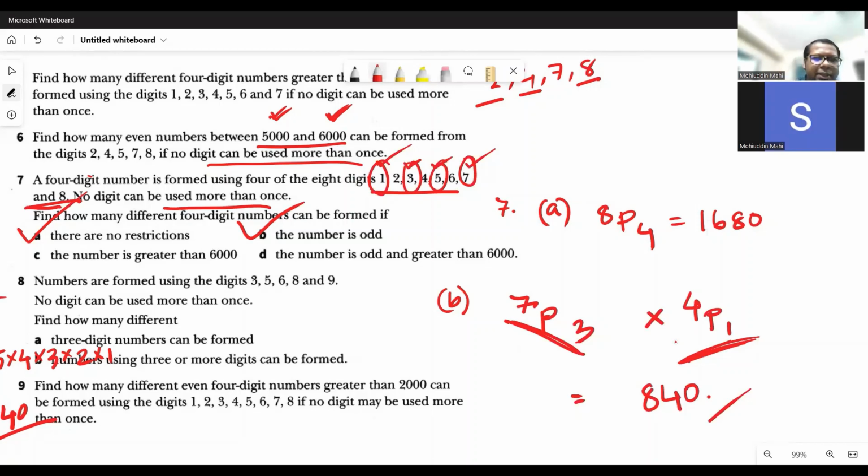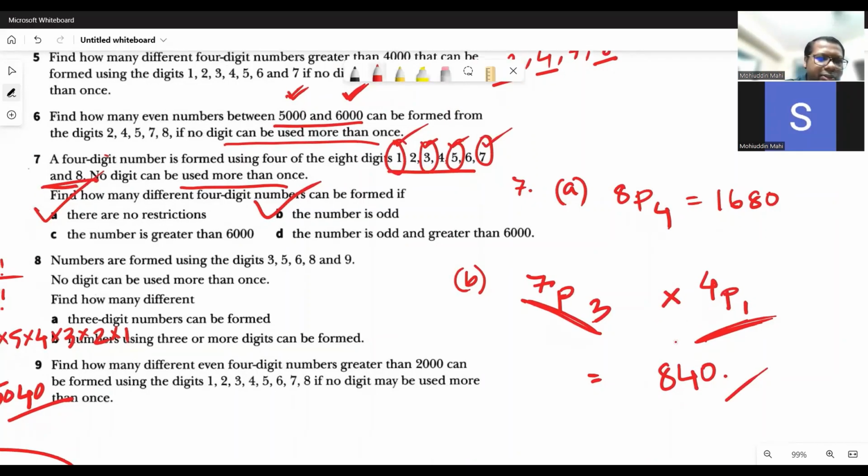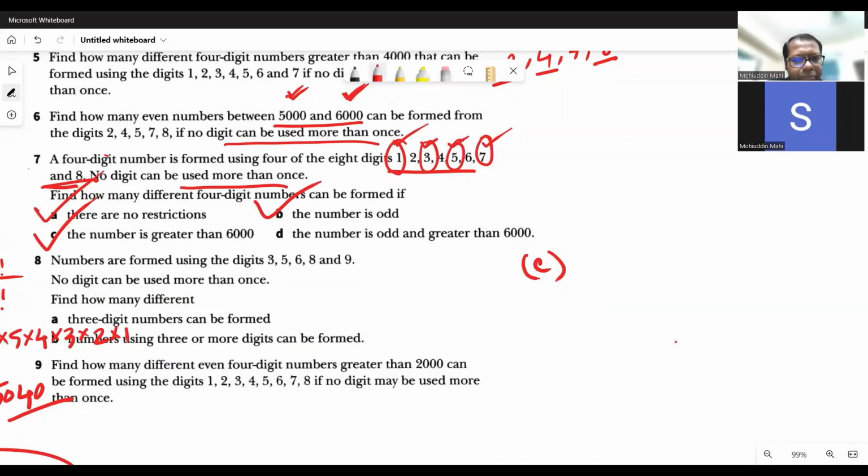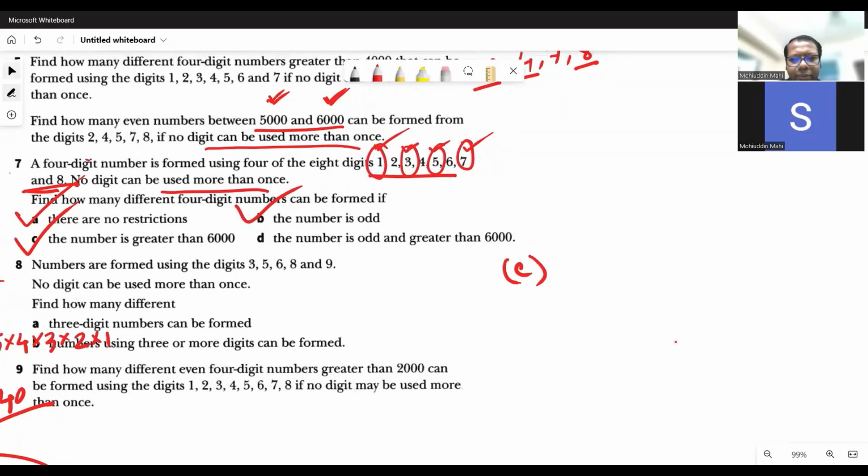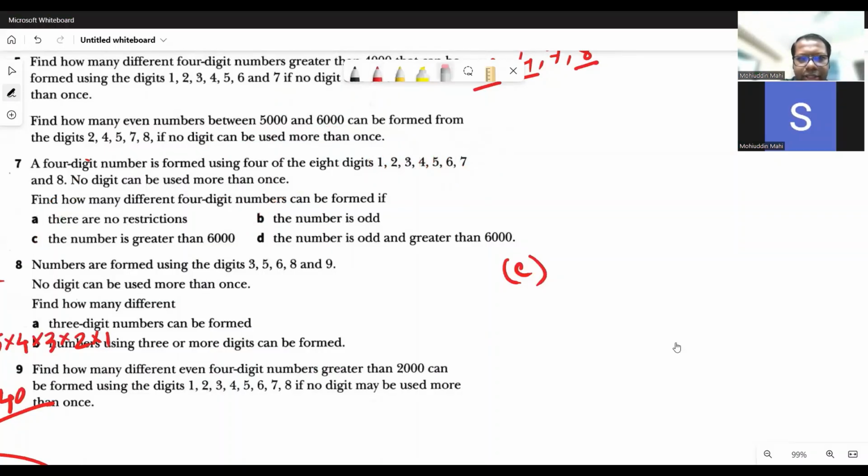Okay, fine. The number is greater than 6,000. Question C. So 6,000. The first digit has to be either 6, 7, or 8. The number has to be greater than 6,000. So the first digit has to be 6, 7, or 8. So from 3 numbers, we can pick one number in 3p1 ways.